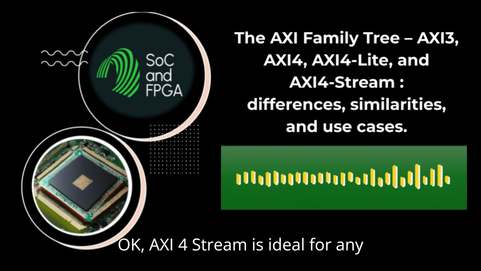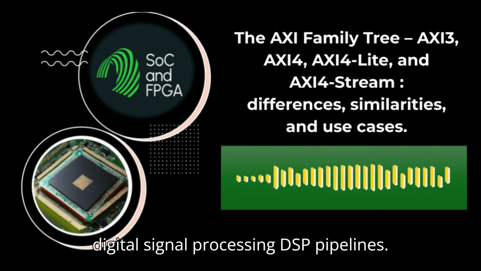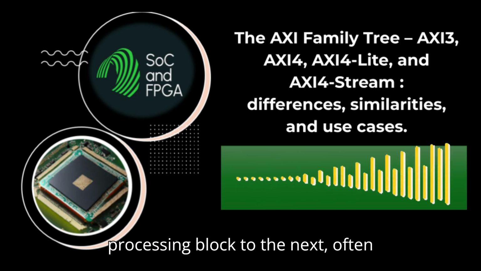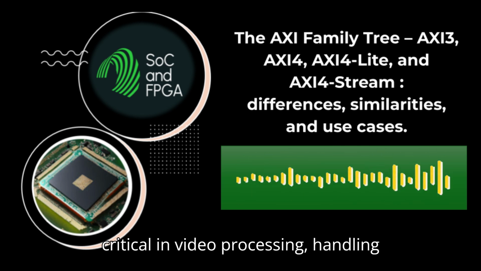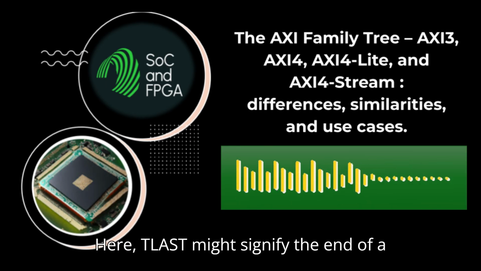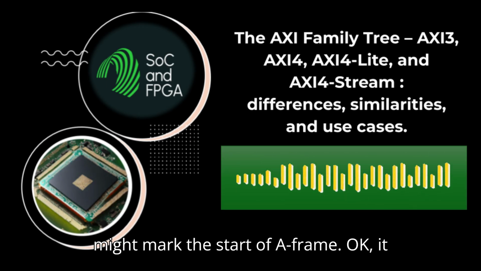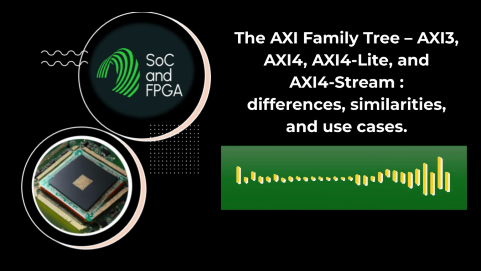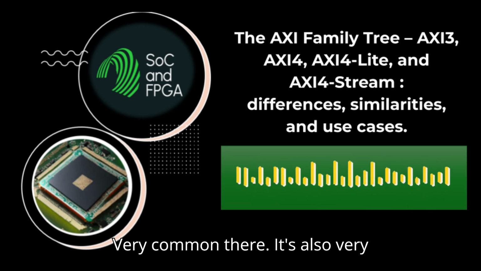Okay, AXI4 Stream is ideal for any scenario involving high-speed continuous data. You'll find it extensively in digital signal processing (DSP) pipelines, where data flows directly from one processing block to the next, often without needing to hit main memory in between. Makes sense. It's absolutely critical in video processing, handling continuous streams of frames or pixels. Here, TLAST might signify the end of a video line or an entire frame, and TUSER might mark the start of a frame. Okay. It provides direct, efficient interfaces for high-speed analog-to-digital converters (ADCs) and digital-to-analog converters (DACs) for real-time signal processing. Very common there.